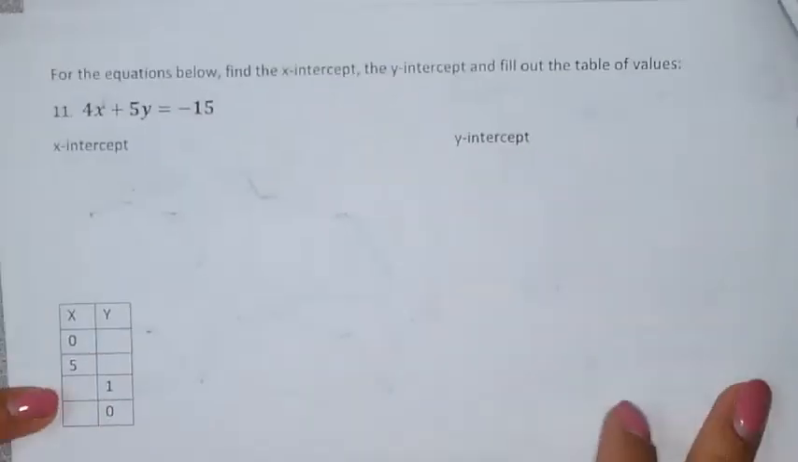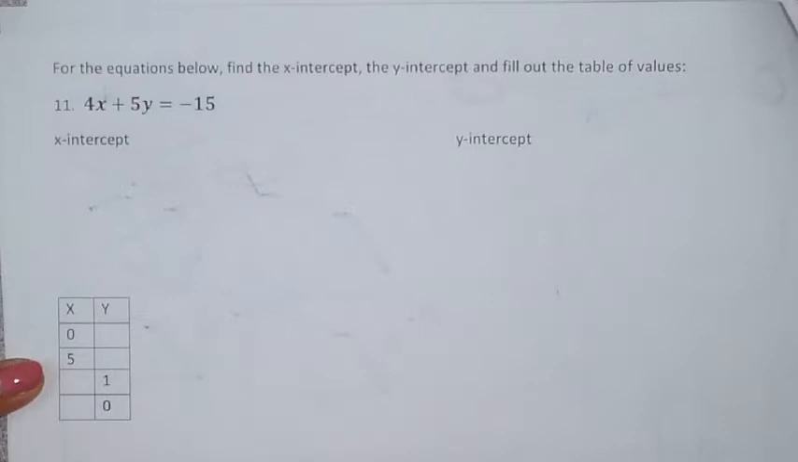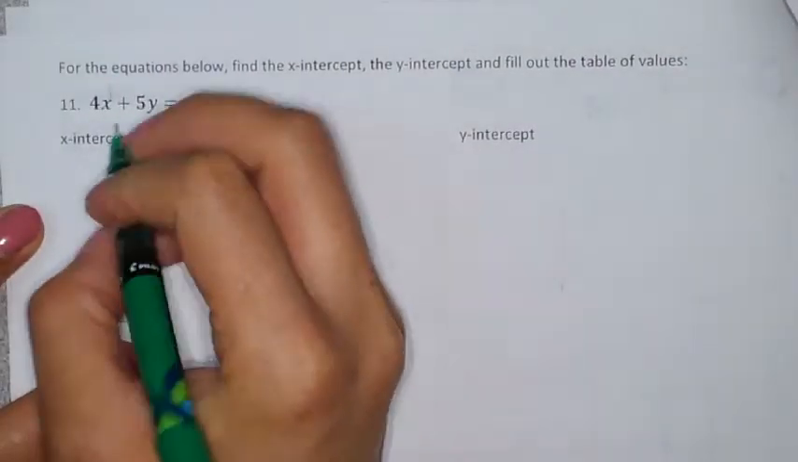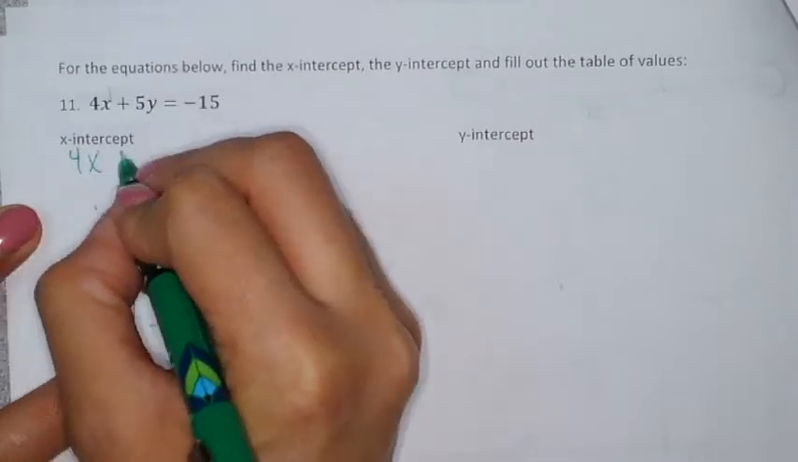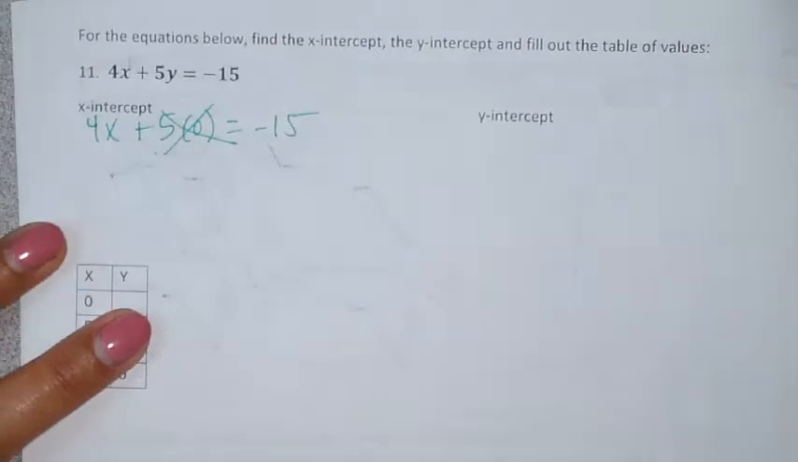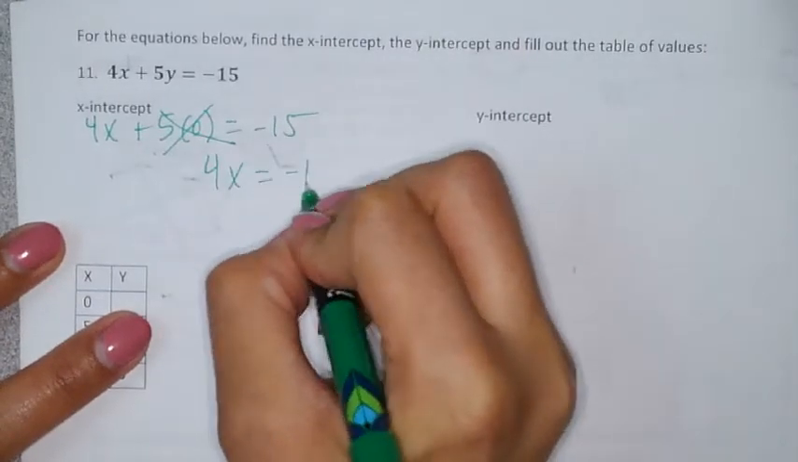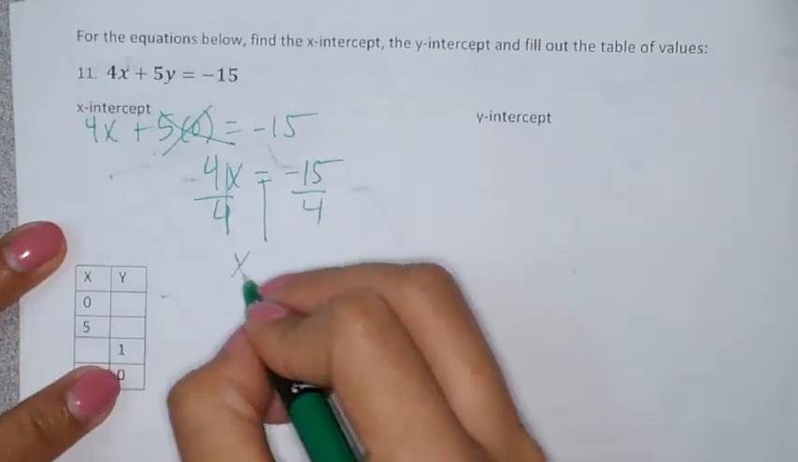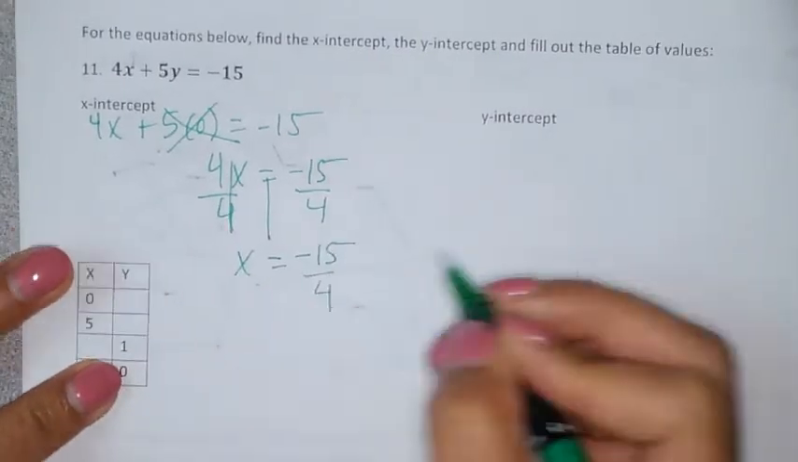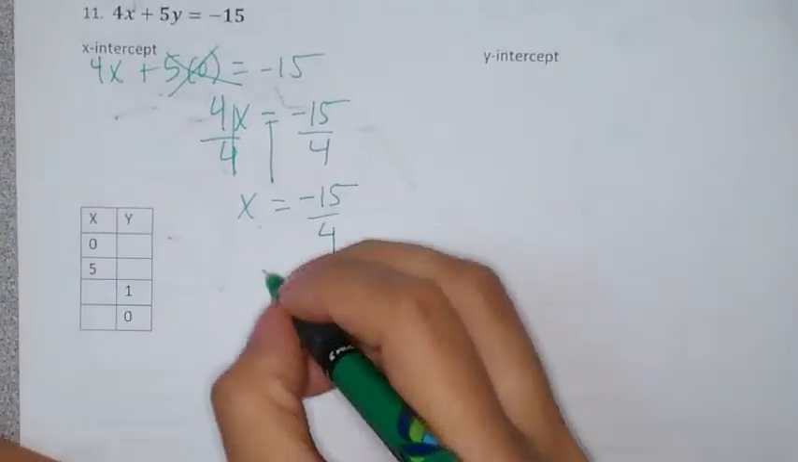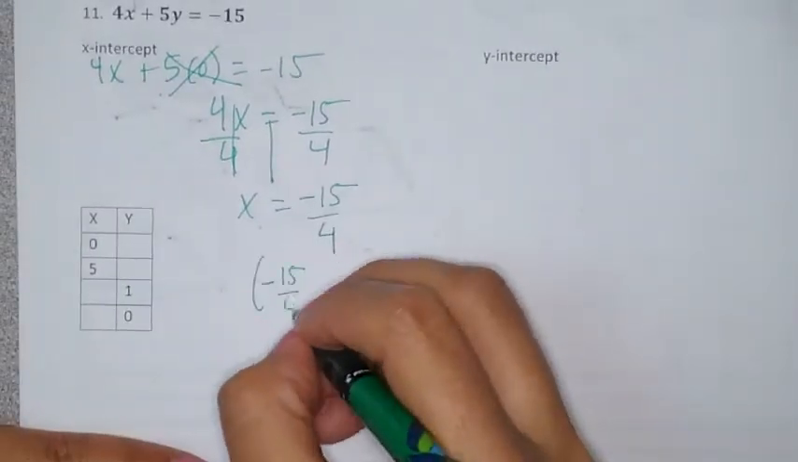Okay, on the back, you have to do the x and y intercepts. To find the x-intercept, I'm going to make y 0. So I can eliminate it. So the x-intercept is negative 15 over 4. I cannot simplify that, so negative 15 over 4, comma 0.